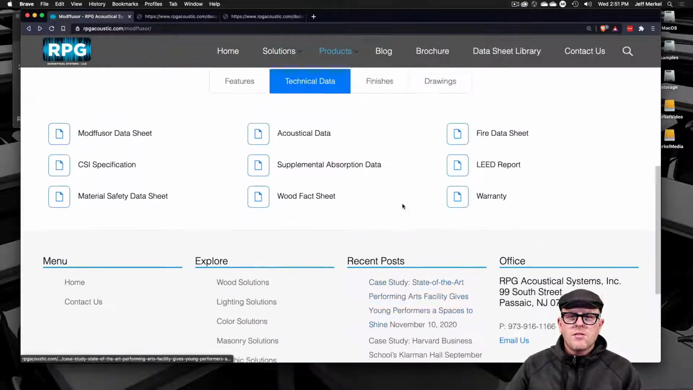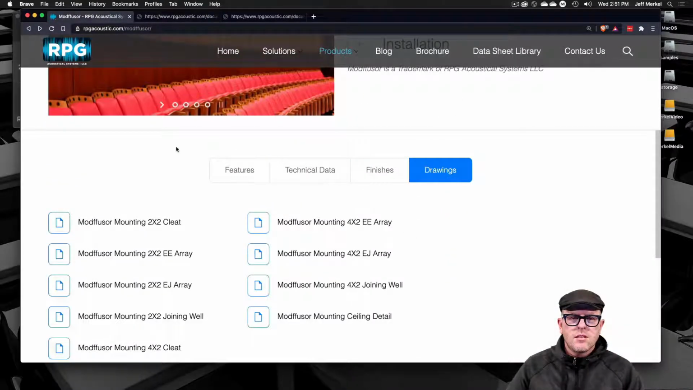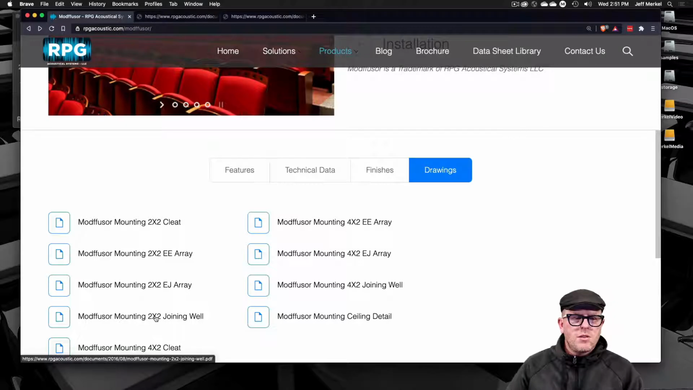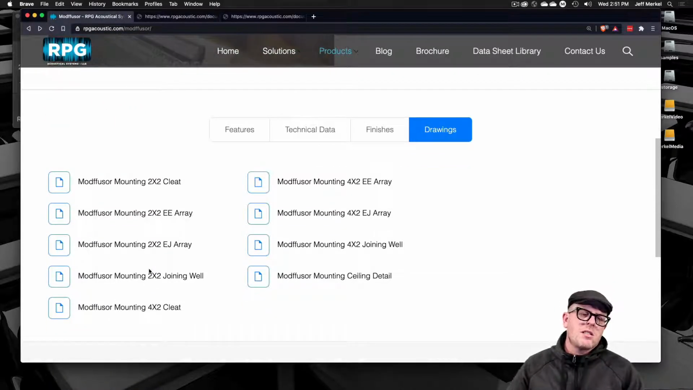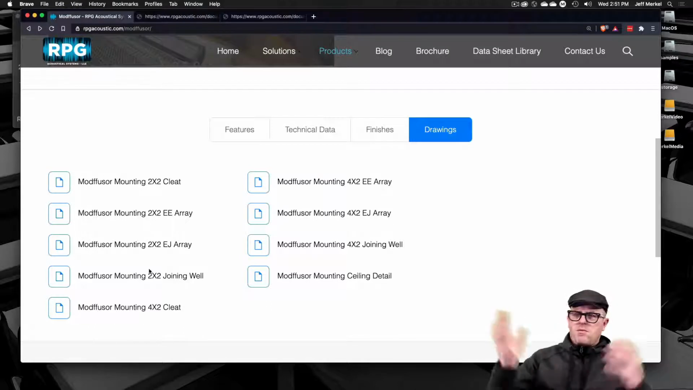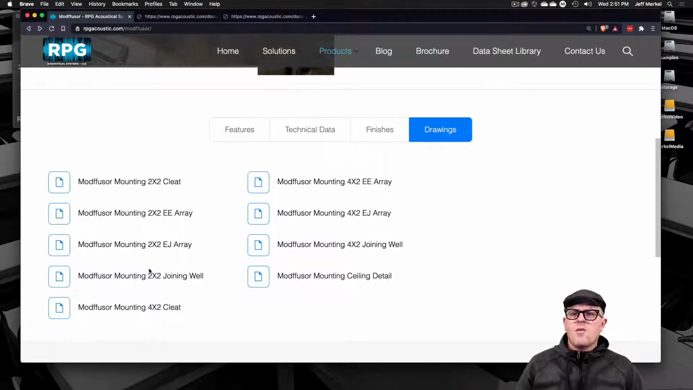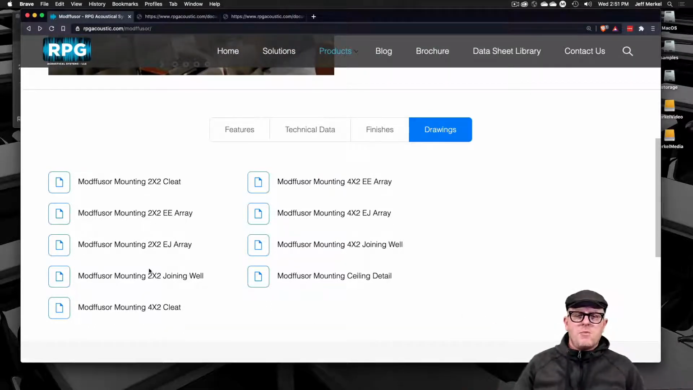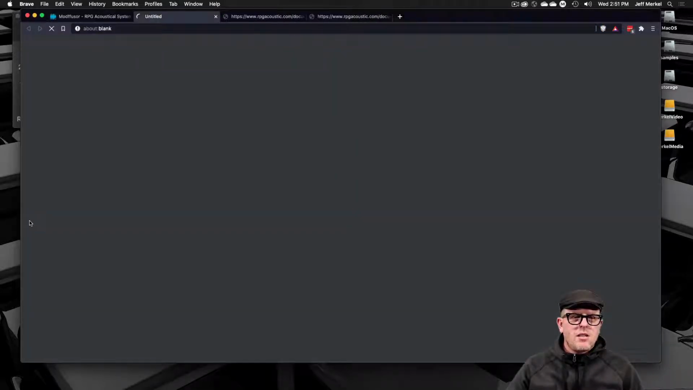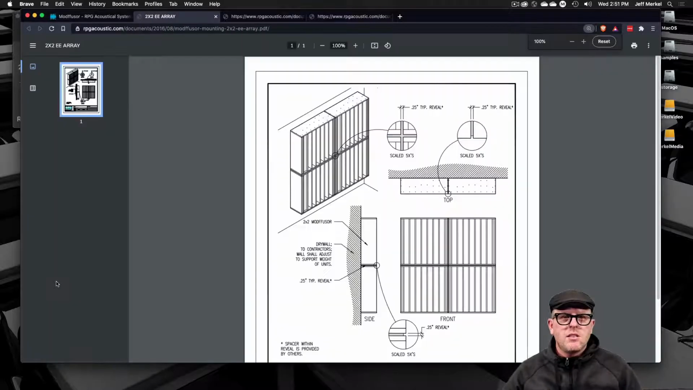They have drawings and stuff. Cool. 2x2, 4x2. So it must be 2x2 feet. A lot of times in acoustics, just in the US, most stuff is done in 2x2s or 2x4 feet or 4 feet by 8 feet. But usually most stuff is going to be 4 foot by 2 foot. Let's just see, I just want to see what these are. Cool. So they talk about there.